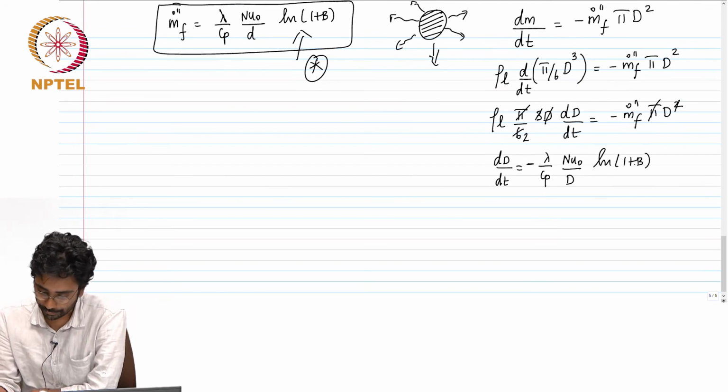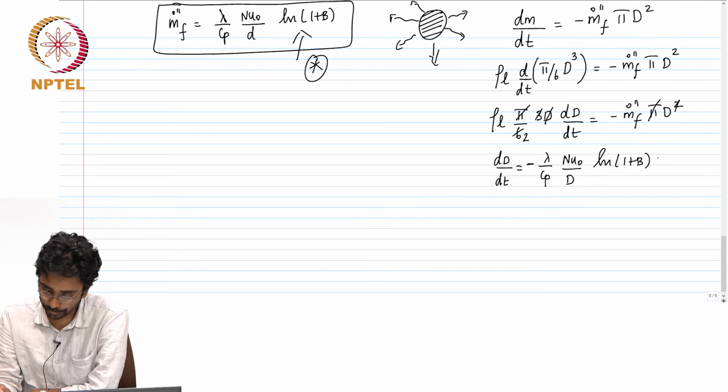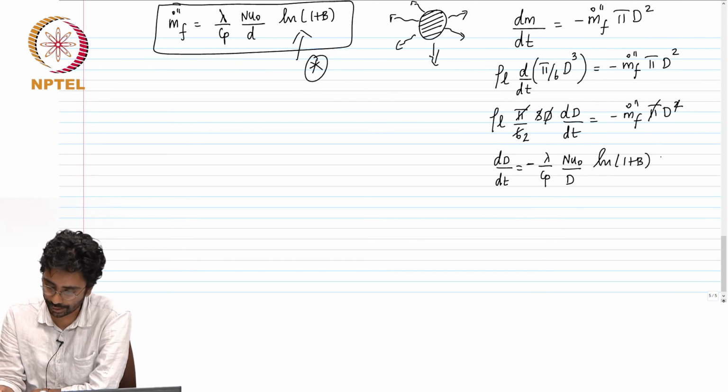What are all the terms that come from the right hand side? You have a 2 and nothing else. We have 2 divided by rho L coming from the left hand side, and on the right hand side we had 1 by d.